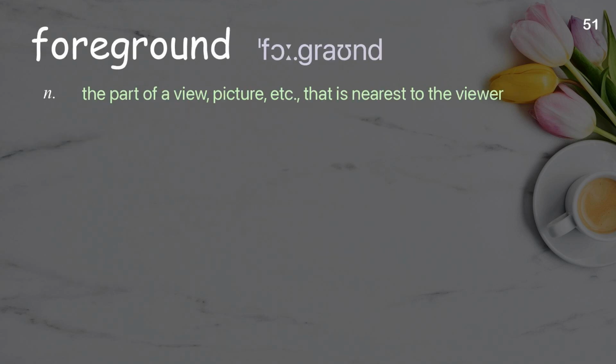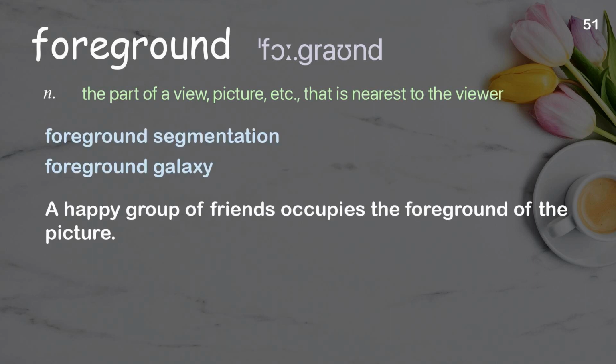Foreground. The part of a view, picture, etc. that is nearest to the viewer. Examples. Foreground segmentation. Foreground galaxy. A happy group of friends occupies the foreground of the picture.